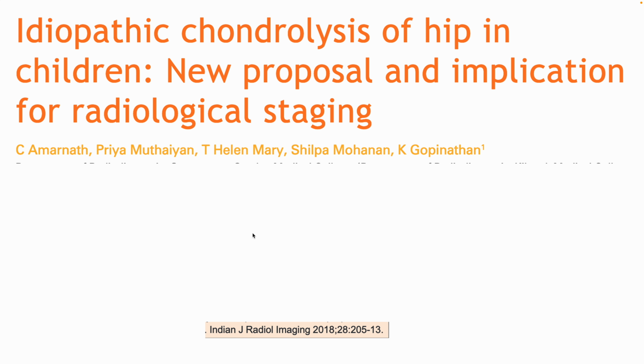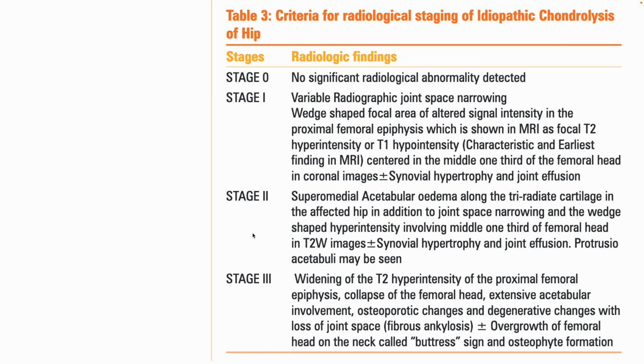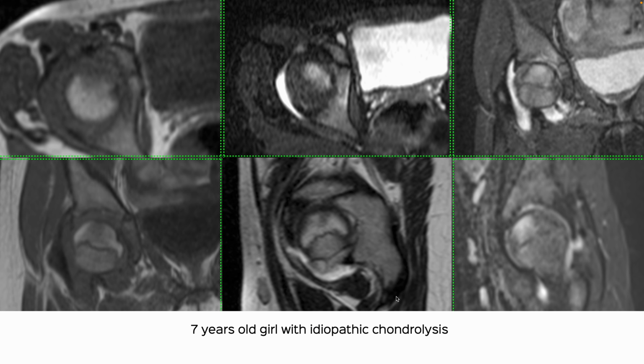There's also a paper by Amarnath, who's been our past president, and this was an interesting paper because now it gets cited for the staging, and the staging was a radiologic or an MR staging where stage 1 is where you see the wedge-shaped area only in the femoral head, perhaps with effusion. Stage 2, that is in our patient, you also see acetabular edema and start seeing cartilage loss. And then stage 3 is when there is full blown loss of cartilage and degenerative change.